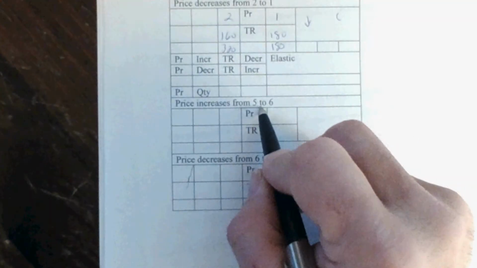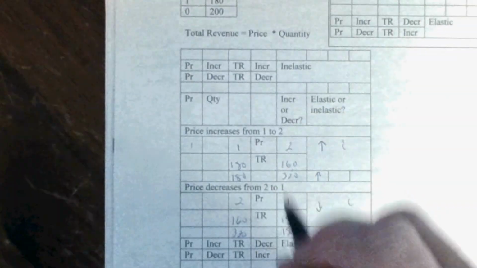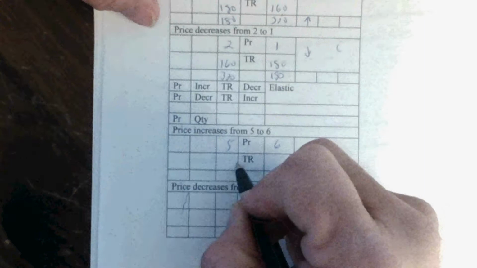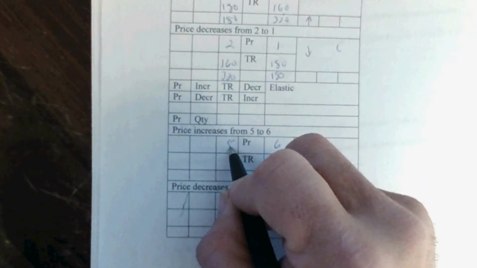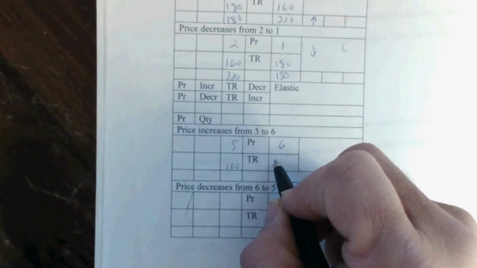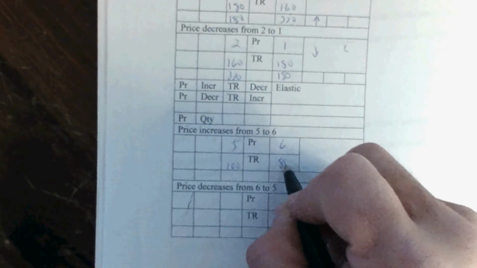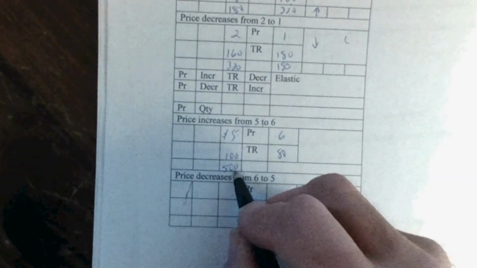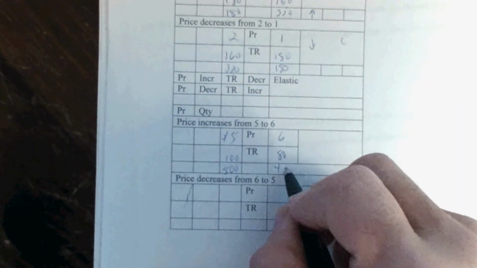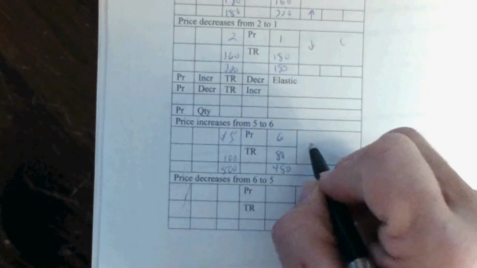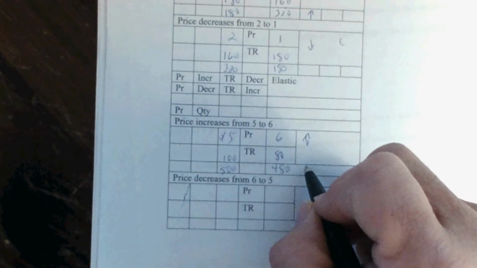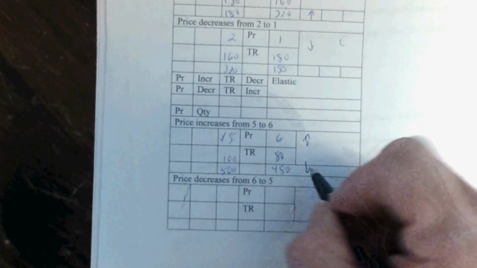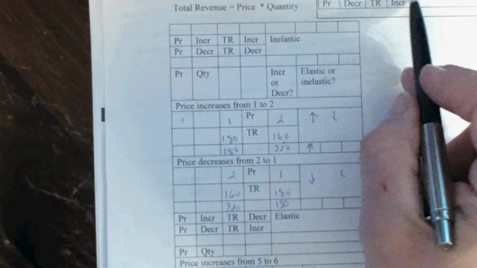At $5, quantity demanded is 100. At $6, quantity demanded is 80. Total revenue is 5 times 100, 500, and 6 times 80 is 480. So price increased and total revenue fell. When price and total revenue move the opposite way, it's elastic.